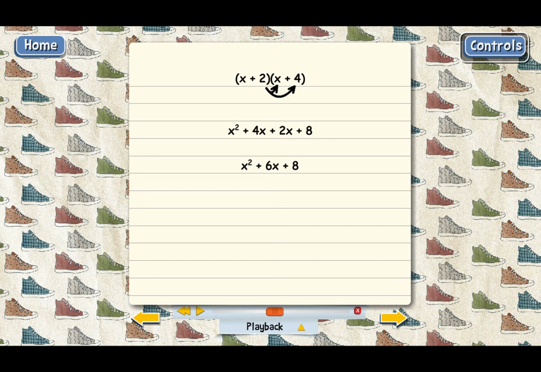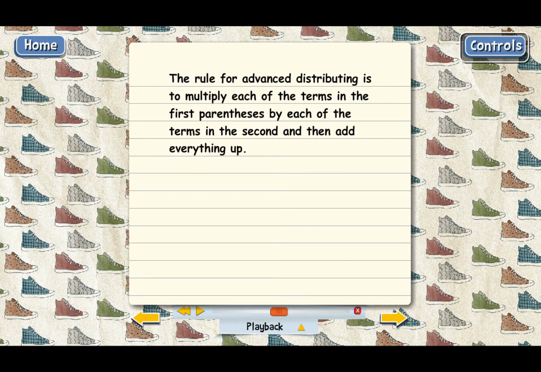And we know that this is right because this is the same thing we got before. But did you notice how much faster advanced distributing was? It didn't take nearly as long as when we distributed the entire quantity x plus 2. But the basic rule for advanced distributing, the way to do it is you just multiply each of the terms in the first parentheses by each of the terms in the second parentheses, and then you add everything up.